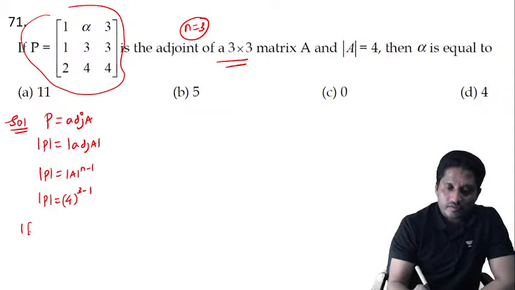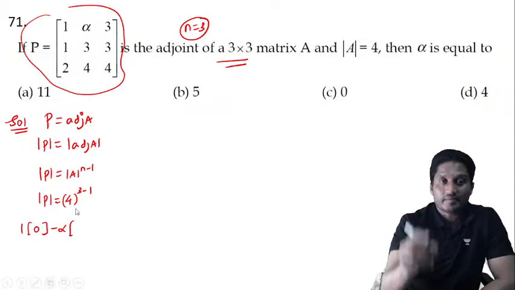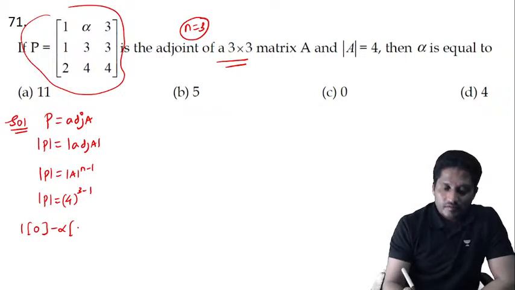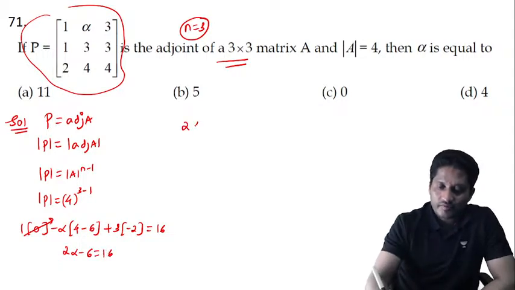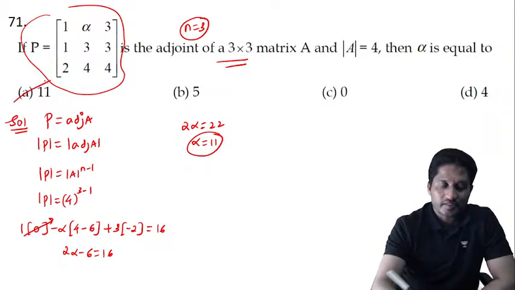This is 1 into first row, first column: 12 minus 12 is 0. Minus alpha. Am I finding the determinant of P? 4 minus 6 plus 3 into delete first row, last column. You will get 4 minus 6, which is minus 2, is equal to 16. This is 0. You get 2 alpha minus 6 is equal to 16. 2 alpha is equal to 22. Alpha is equal to 11. Right, answer is option A.